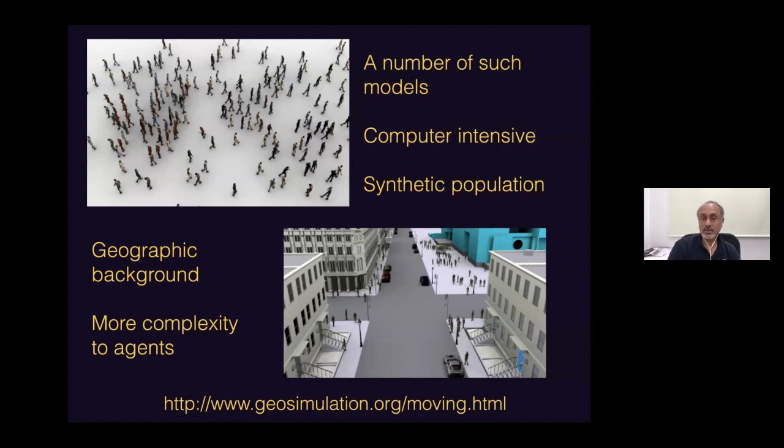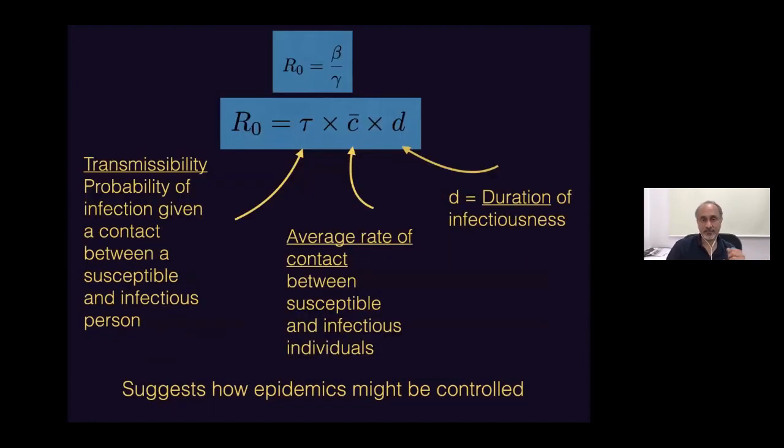Usually, in order to do this, you need a synthetic population, a computer-generated population that is as true statistically to the real population as you can possibly make it. And then, as I said, you put it on a geographic background, you look at how people interact, and you can study geographical variations in how the disease is actually spread. And you can incorporate a lot of complexity into how you describe the agent.